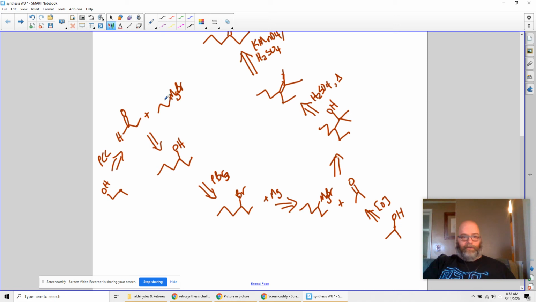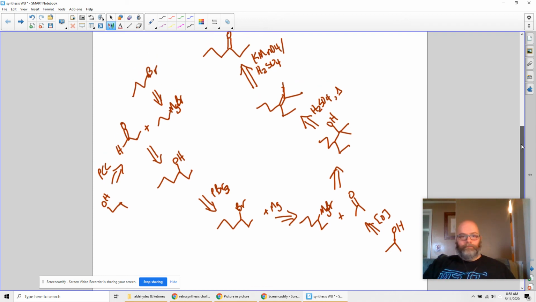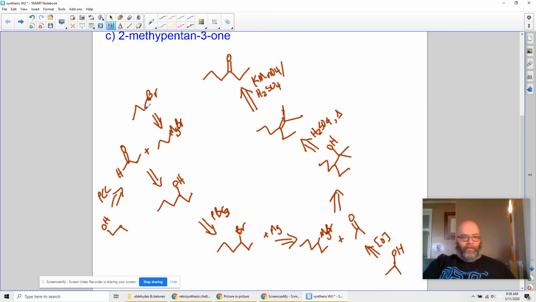So now I have to figure out how to make this component. How do I make the magnesium bromide? Well, I've got to start with a bromide. That bromide could be made by treating an alcohol with PBr3 again. And that alcohol would be this alcohol, 1, 2, 3 carbons. Throwing PBr3 at it would make this alkyl halide. Take that alkyl halide and add magnesium, and I would end up with this Grignard reagent that would react with this aldehyde, and it will work its way through. So this is a proposed synthesis.